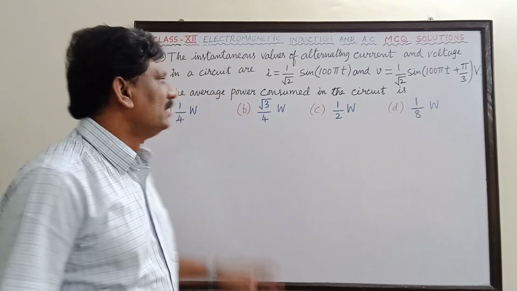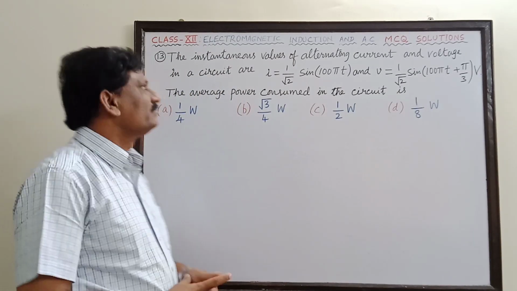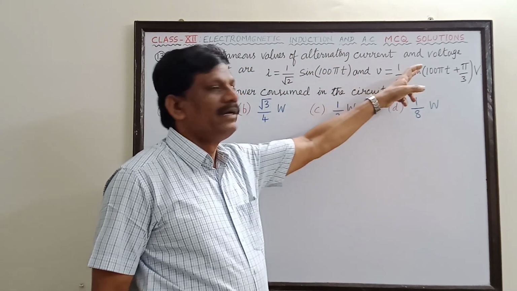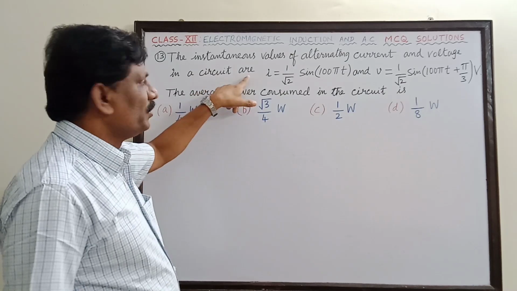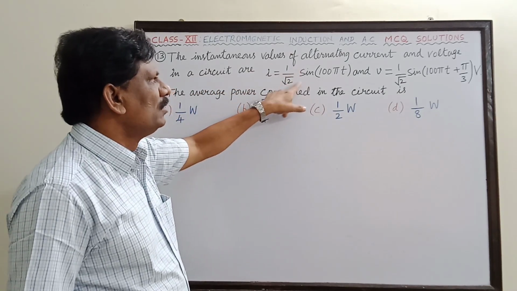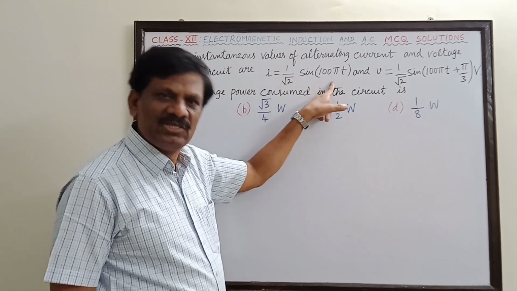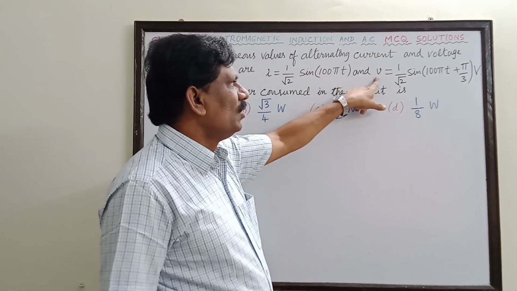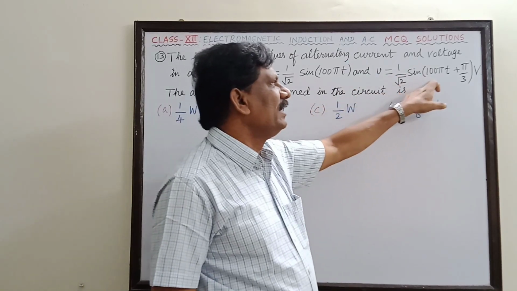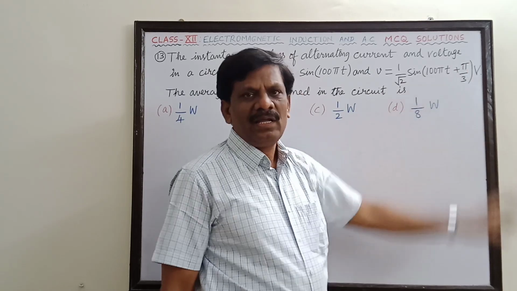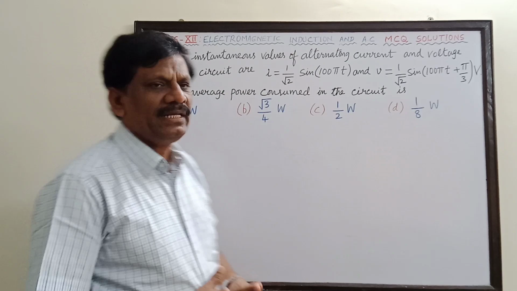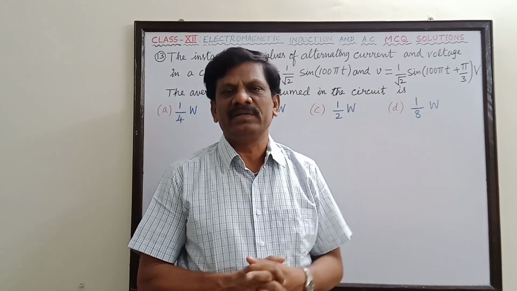Hi students, MCQ number 13. The instantaneous values of alternating current and voltage in a circuit are given as I equal to 1 by root 2 into sine of 100 pi t, and voltage V equal to 1 by root 2 into sine of 100 pi t plus pi by 3. The average power consumed in the circuit is to be determined.